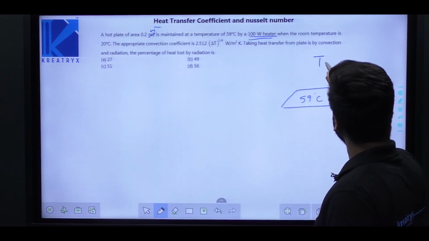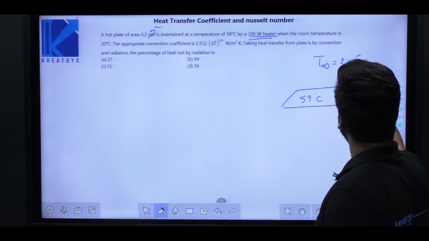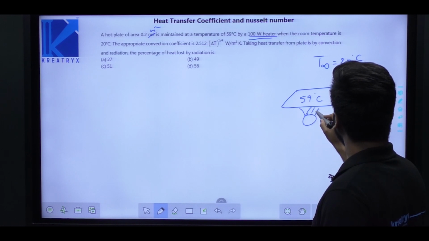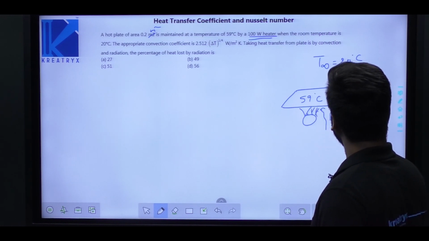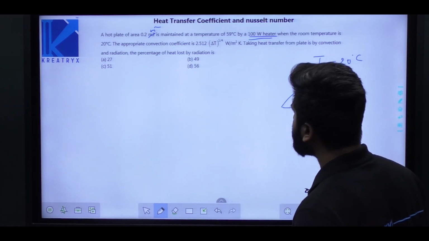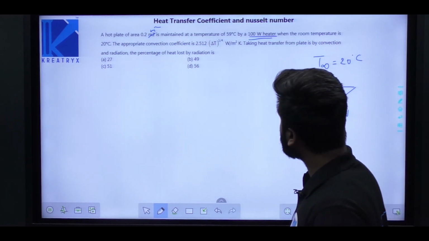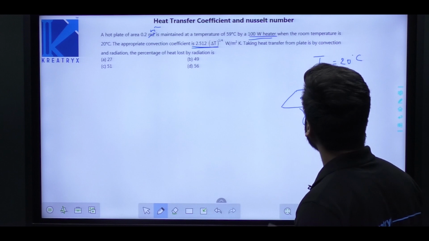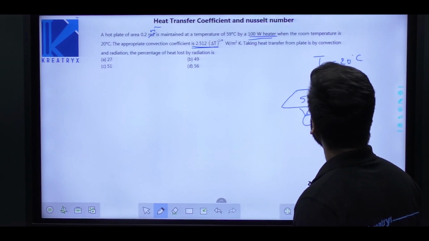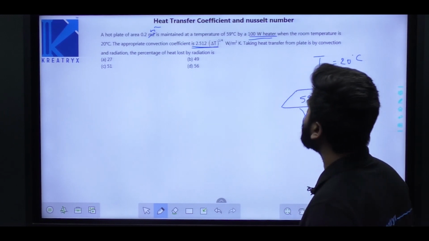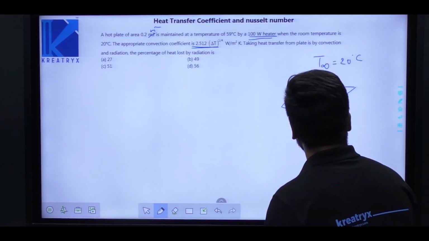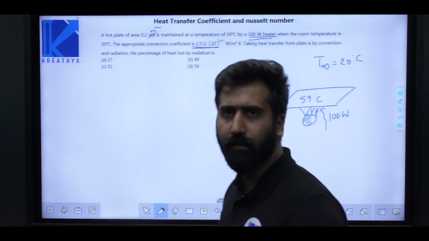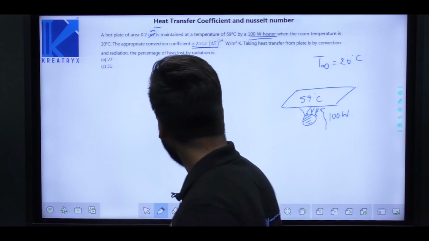So the room temperature T infinity is 20 degrees Celsius, and this plate is maintained by a heater which is giving 100 watt of heat to this plate. The appropriate convection coefficient is given as 2.512 delta T raised to 1/4 watt per meter square Kelvin. Taking heat transfer from plate as by convection and radiation, the percentage of heat lost by radiation is? Again, a simple question based on the fundamentals of energy conservation and the basic expression of convection.